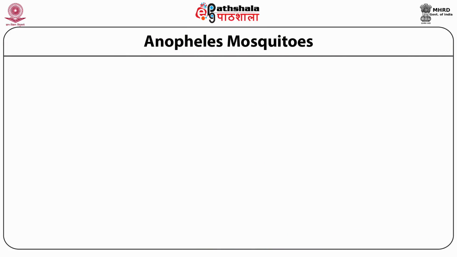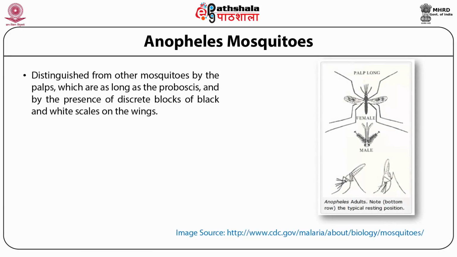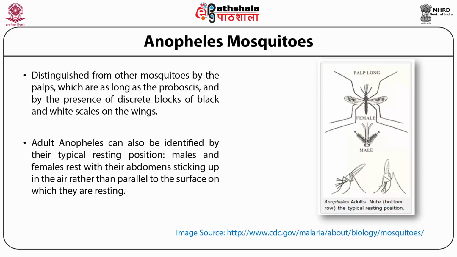Now, how do we identify the Anopheles female mosquitoes? The distinguishing feature of Anopheles female mosquitoes from other mosquitoes is the palps, which are as long as the proboscis, and there is a presence of discrete blocks of black and white scales on the wings. The adult mosquito can also be identified by its typical resting position, males and females resting with their abdomens sticking in the air rather than parallel to the surface on which they are resting.